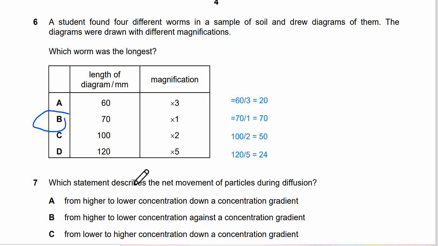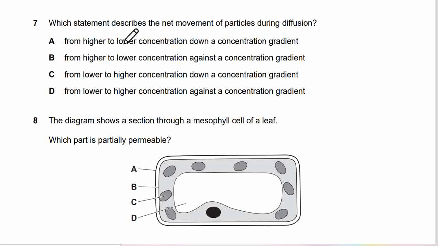Next, we move on to question 7. Which statement describes the net movement of particles during diffusion? So diffusion is from high to low concentration. So this is all correct. So we have to choose between A and B, where low to high is wrong. From high to low concentration, or down a concentration gradient, that will be diffusion. That's the definition of diffusion.